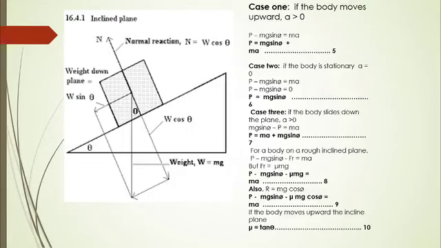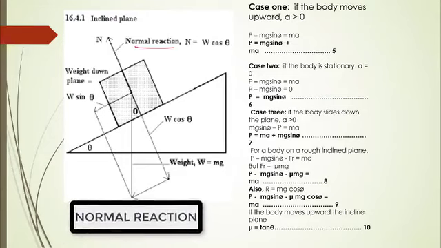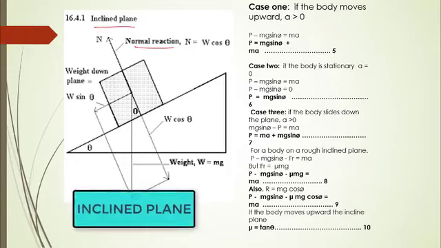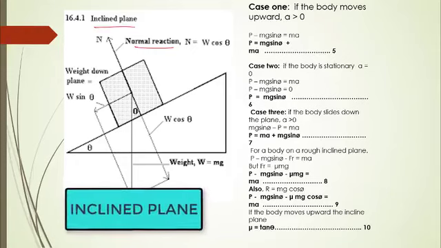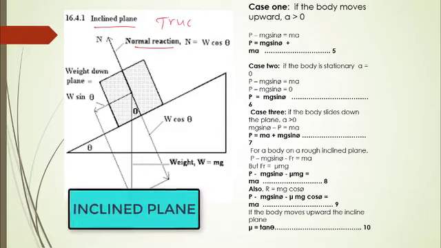As you can see from the diagram here, you notice things like normal reaction. This instrument is called an inclined plane. An inclined plane is a simple machine that is used to get down heavy goods or heavy commodities from the back of trucks or big vans. We use inclined planes to get heavy stuff there.